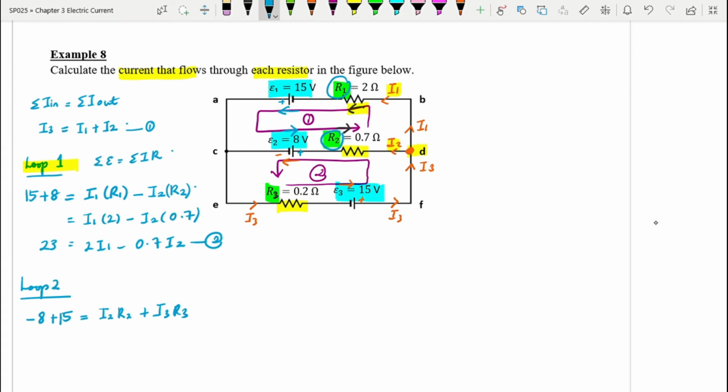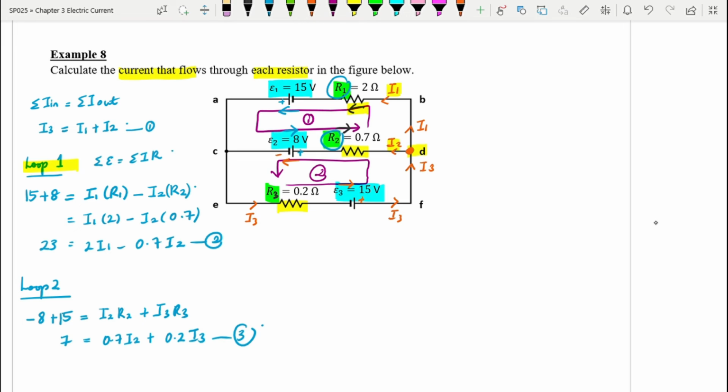Okay, so kita boleh masukkan nilai. R2 is equals to 0.7 ohm. Okay, so saya simplify. R3 is 0.2 ohm times with I3. So, dekat sini dia jadi 7. So, kita ada equation yang ke-3. Okay, so 3 equation ni penting. Kita akan selesaikan dia simultaneously by using calculator.